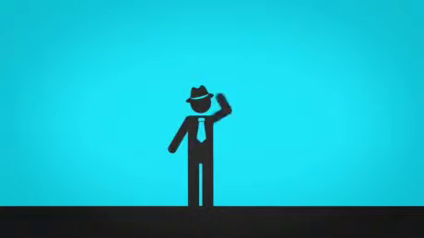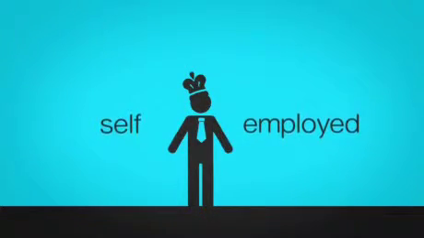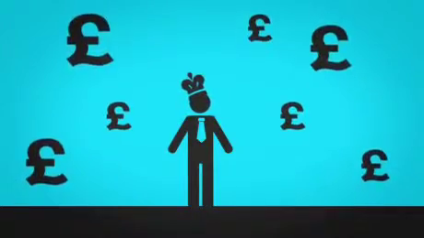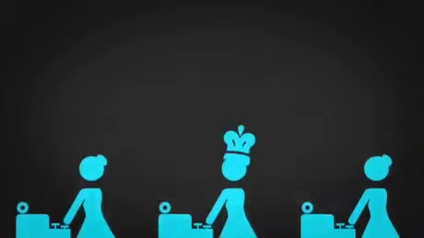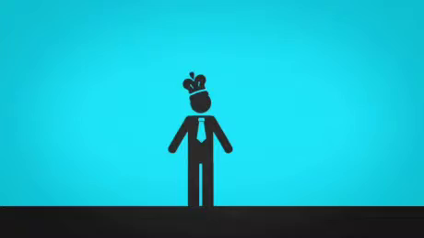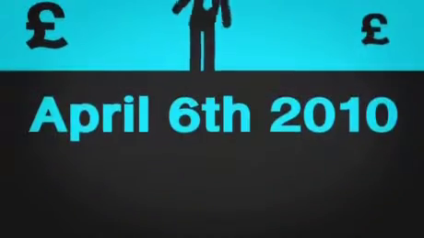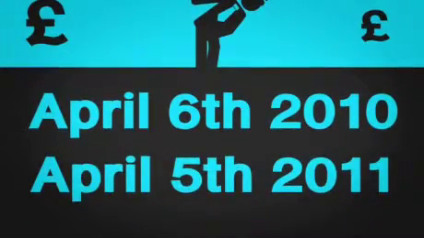This section is for those of you who are self-employed to help you work out your income for the last tax year. Instead of working as an employee for someone else, you may well be self-employed on a full-time basis. If this is you, then you need to work out your taxable profits for the tax year April 6th last year to April 5th this year.